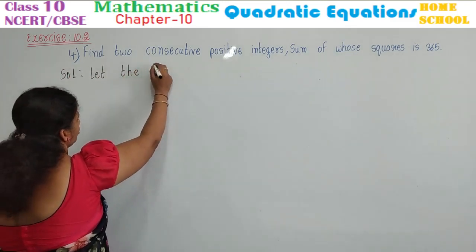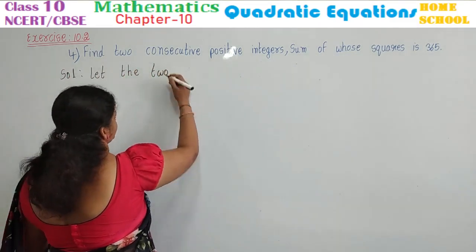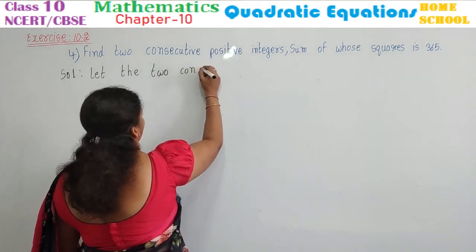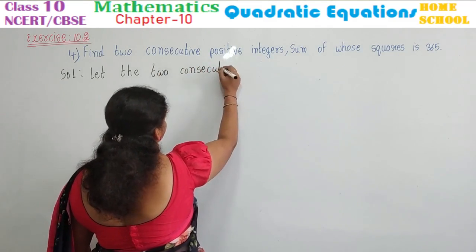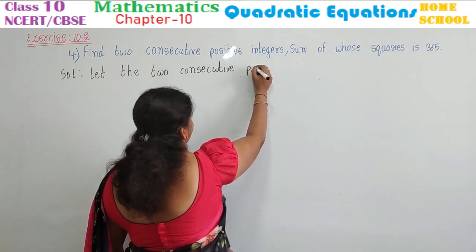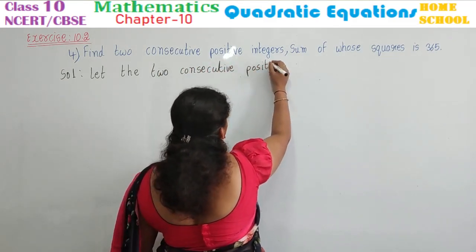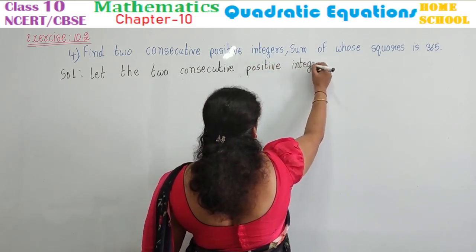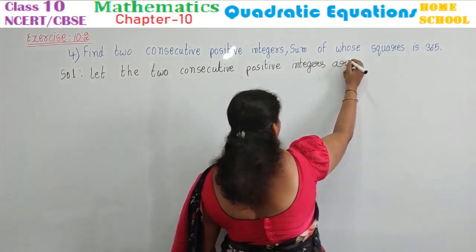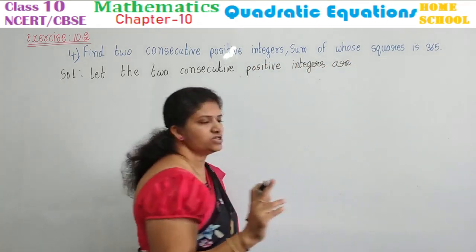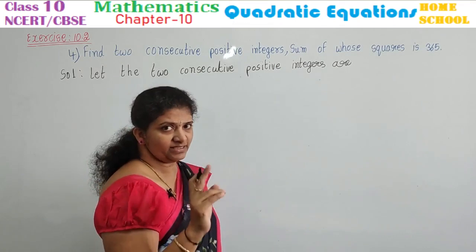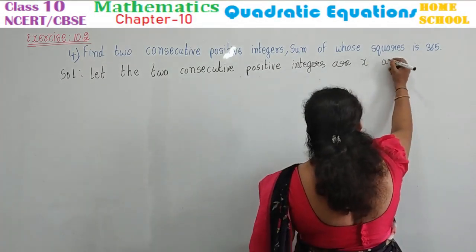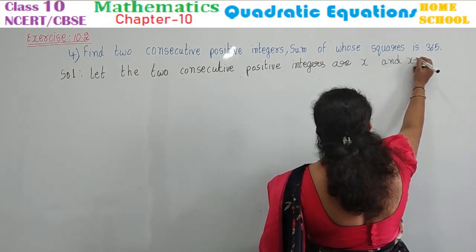Let the two consecutive positive integers be, we don't know. So we are going to assume. Let the two consecutive positive integers be, what shall we take? We need only one variable. So I take the first integer as x and the next will be x plus 1. The integers are x and x plus 1.